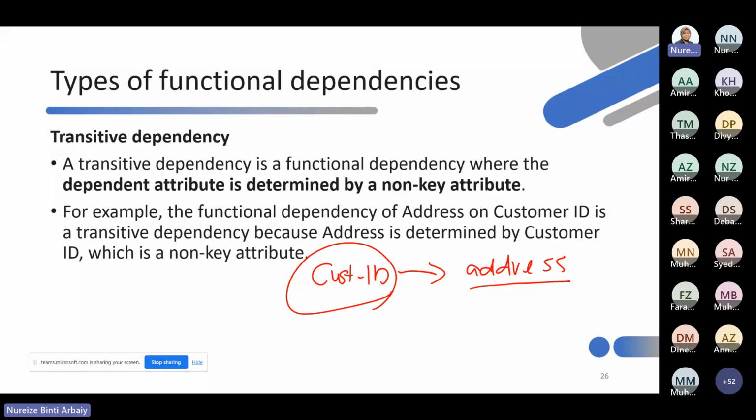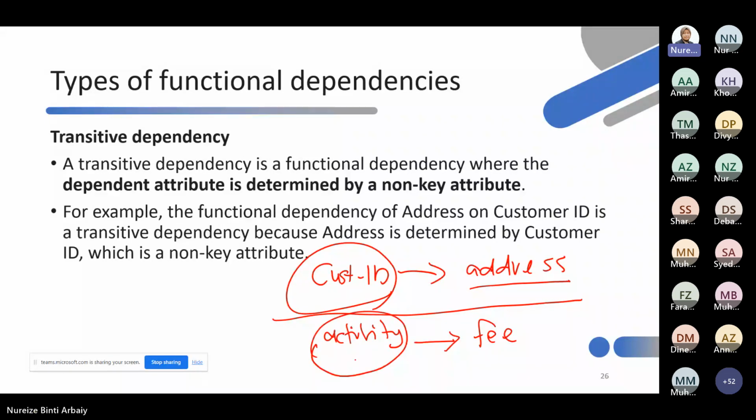It's quite challenging to understand these two types of dependency. Another example can be given, like the activity and also the fee. Like a university activity can be used to identify the fee, right? But this cannot be a primary key. Logically it is not a primary key, but it can be used to identify the primary key. So this is a transitive dependency.